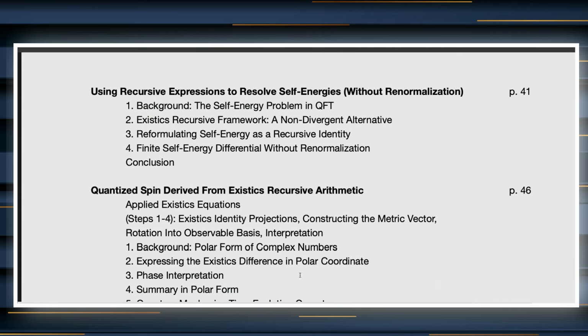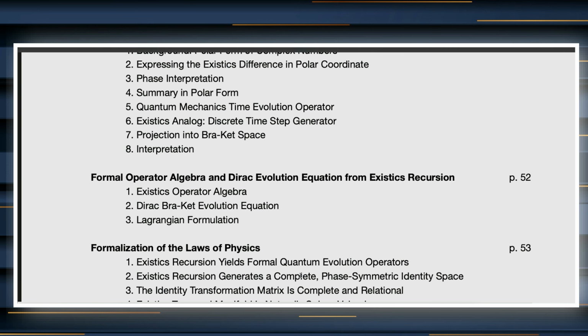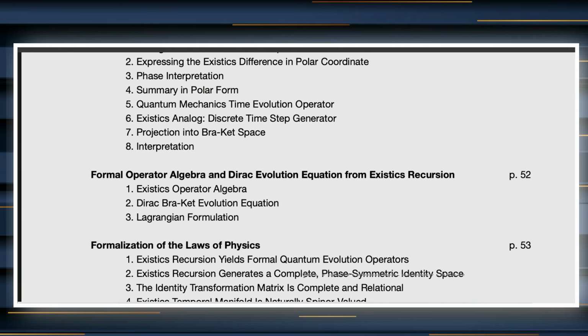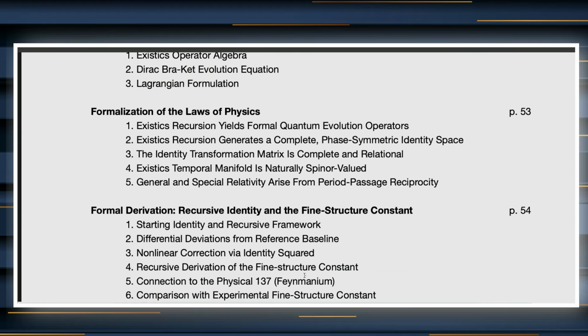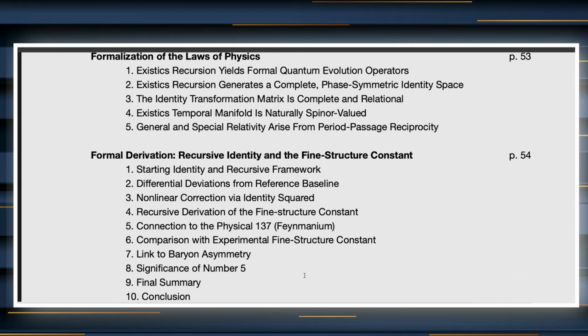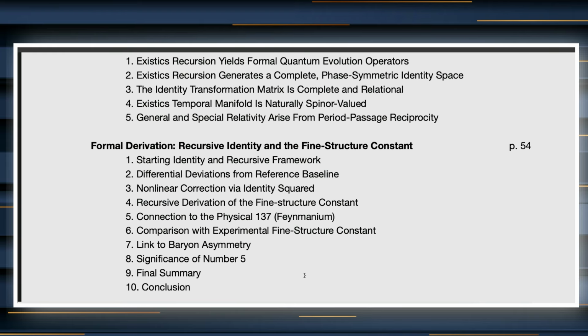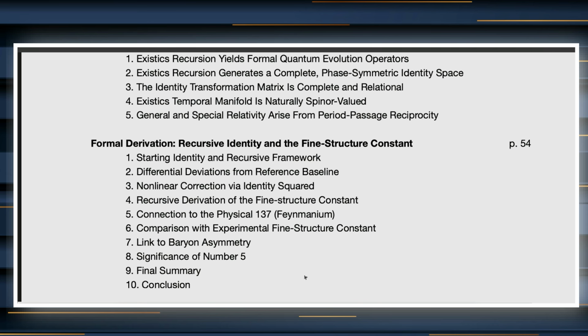We'll show how quantized spin derived from existics recursive arithmetic is possible. We'll show a former operator, algebraic, and Dirac evolution equation from existics recursion. We will then get into the formalization of physical law derived from the existics equations. And then the grand finale is the formal derivation, recursive identity, and the fine structure constant. Now, that's something I'd like to speak to.